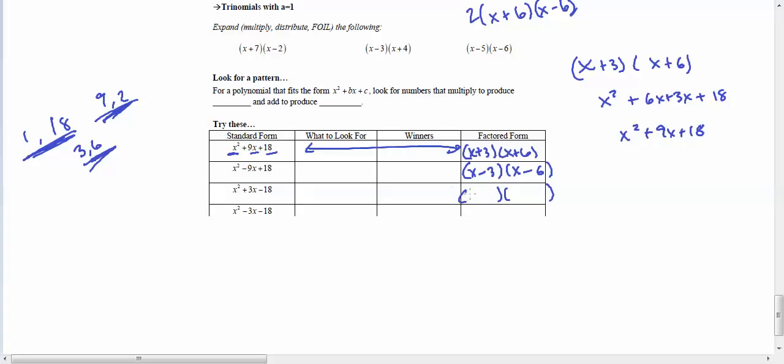This one I want it to be x and x. Okay. I want something that multiplies out to be negative 18, but when you add it together, it becomes the number 3. I'll give you a hint on how you do this.